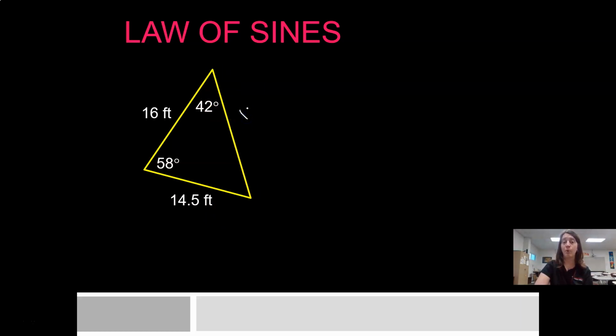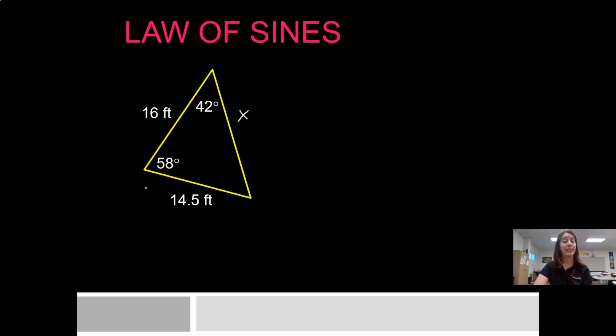So I'm going to go ahead and put X right there, since that's what I'm going to need to find in our question. If I need to solve for X, then I need to know the angle that it's across from or opposite, and I do have that. I have the 58. So that'll be one of the ratios that we're going to set up.